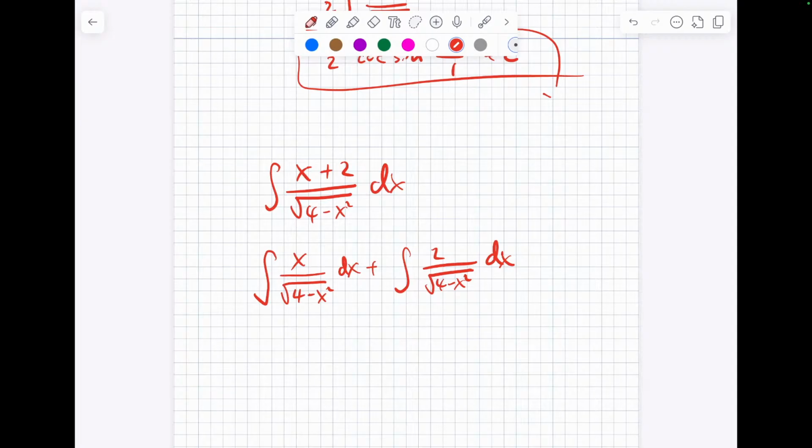A plus C doesn't matter because you have two plus Cs. So what do you do? You could do plus C, but it's going to be one general C because it's the initial condition.